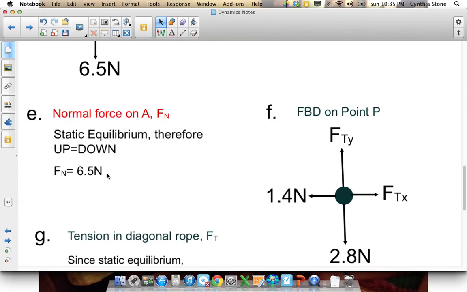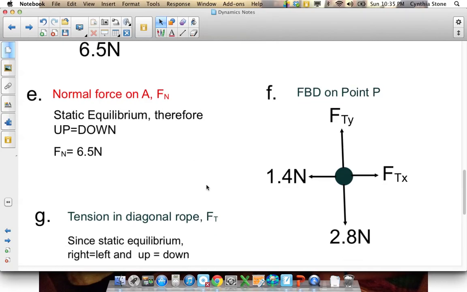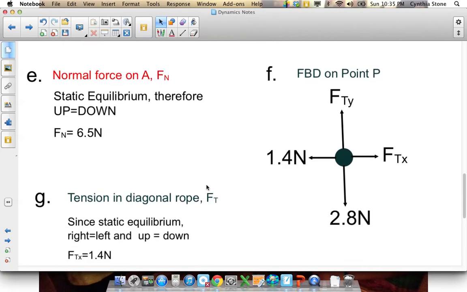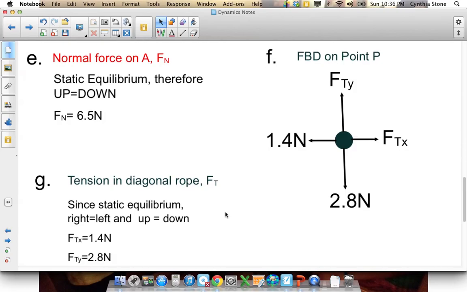In part F, it asks us to draw a free body diagram on the point itself, P, and we can do that. Remember that there is this diagonal rope. When we do free body diagrams, we normally don't deal with diagonals. We draw the horizontal and the vertical components of that rope. So this is the vertical component of tension on the diagonal rope, and this is the horizontal.